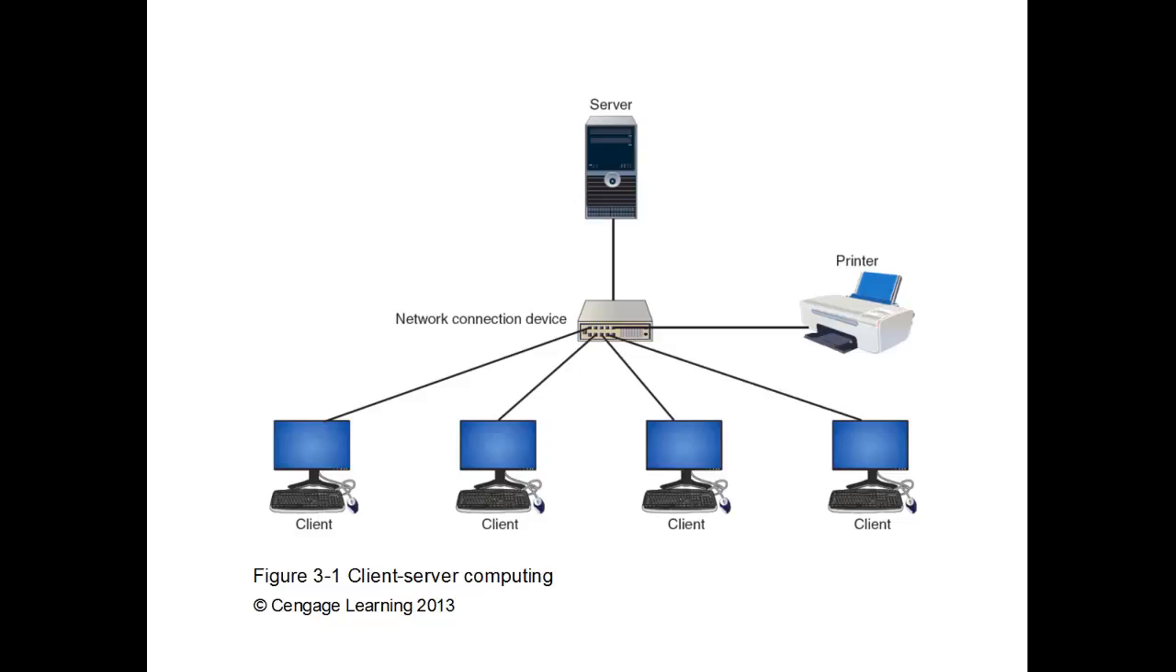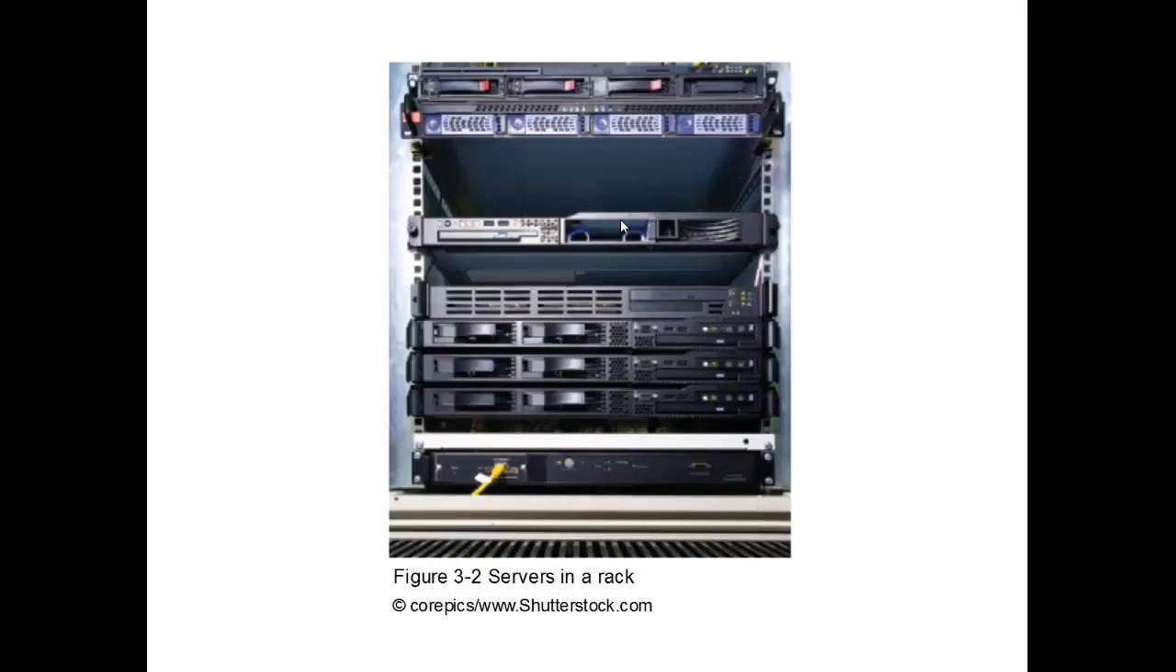In this image, we have an example of a client-server computing setup. We have the main server up here, then you have the network connection device here, and from here, all the various terminals are set up. They're all based off this network connection device. This is how an actual server would look, these individual servers in a rack. These tend to take up a good amount of room, generate a lot of heat, and can compute large amounts of data very, very quickly.